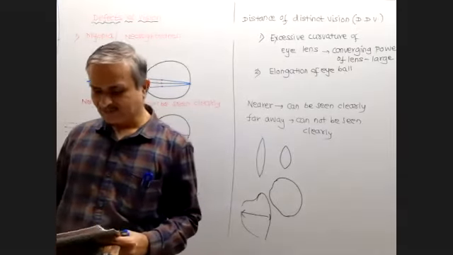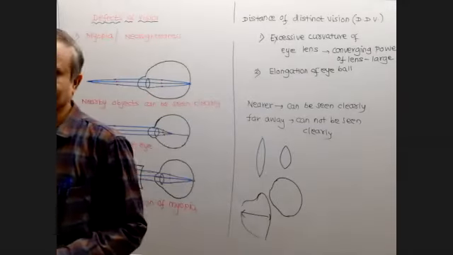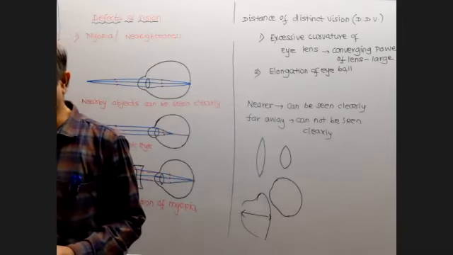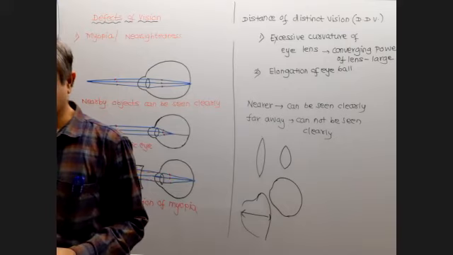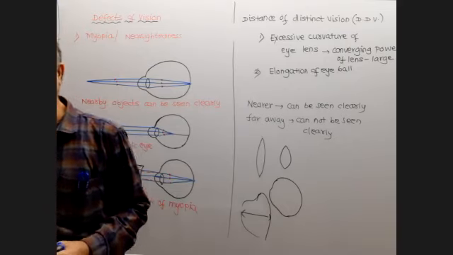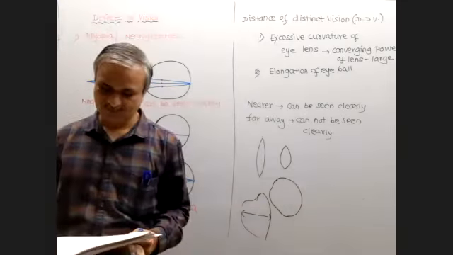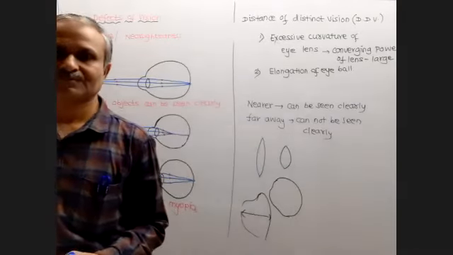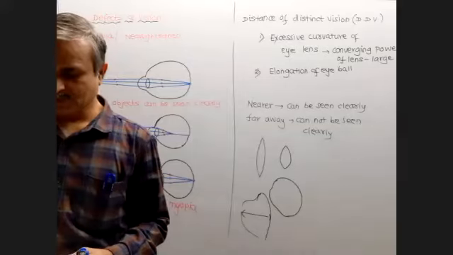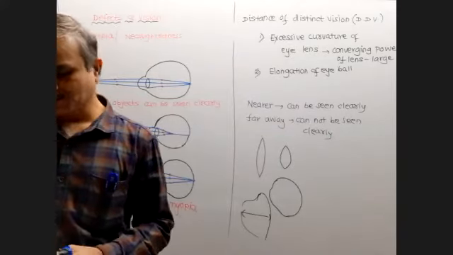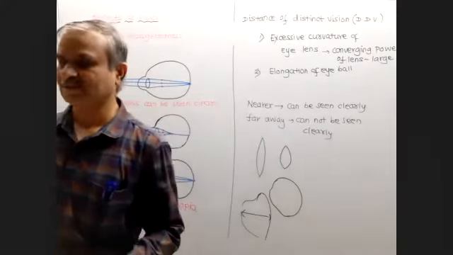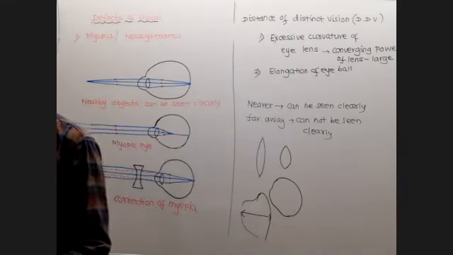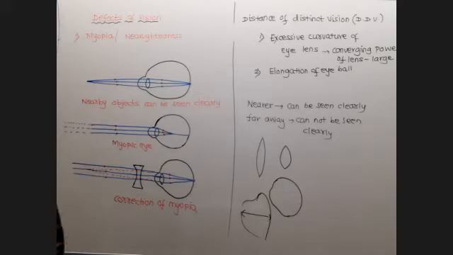This defect can be corrected by using a concave lens of suitable focal length.